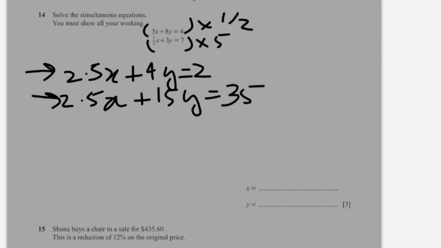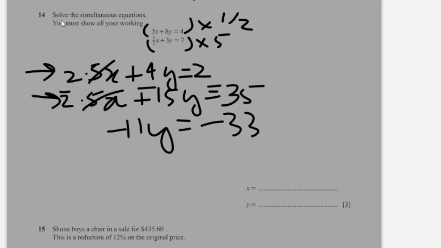Now I'll change the signs of all of the values in the second equation. So all of them become negative since they previously had been positive. So negative 2.5x and positive 2.5x is equal to 0. 4 minus 15 is negative 11y is equal to 2 and negative 35 becomes negative 33. So we divide 33 with negative 11, which gives us the value of y as 3.